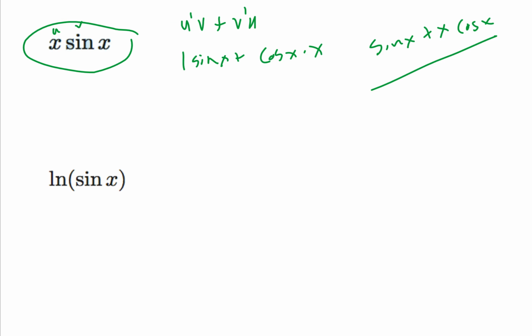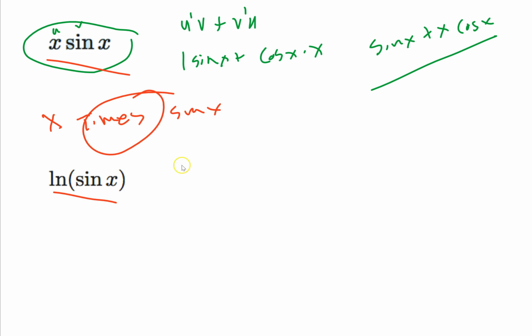I want to point this one out because these two are different. Yeah, those straight lines. So this is x times sine x, right? Product rule. Look at this one. This is not natural log times sine x. This is natural log of sine x, right? Not a product rule. I mean, I know of means times sometimes, but not a product rule.